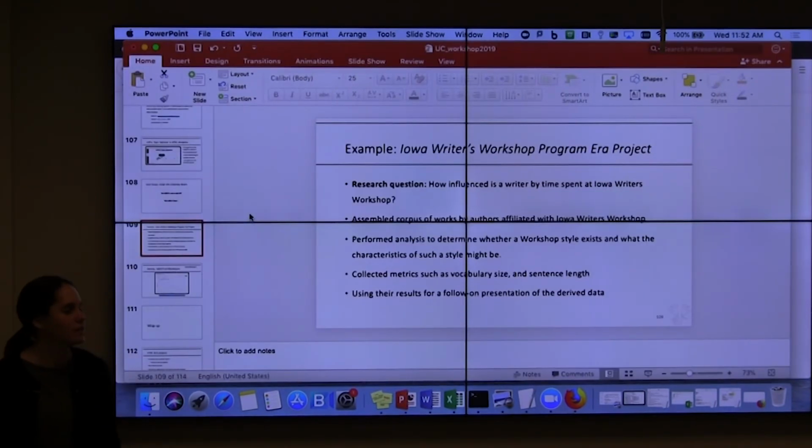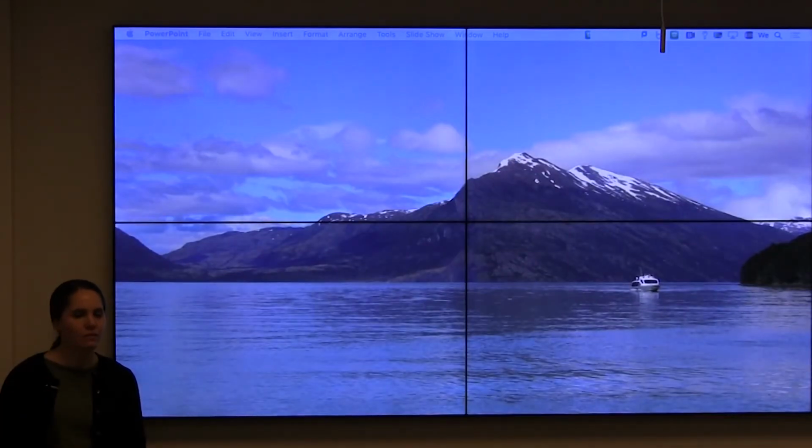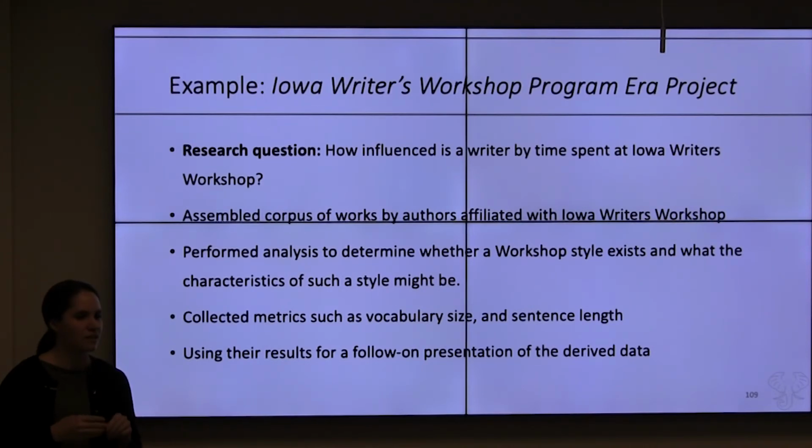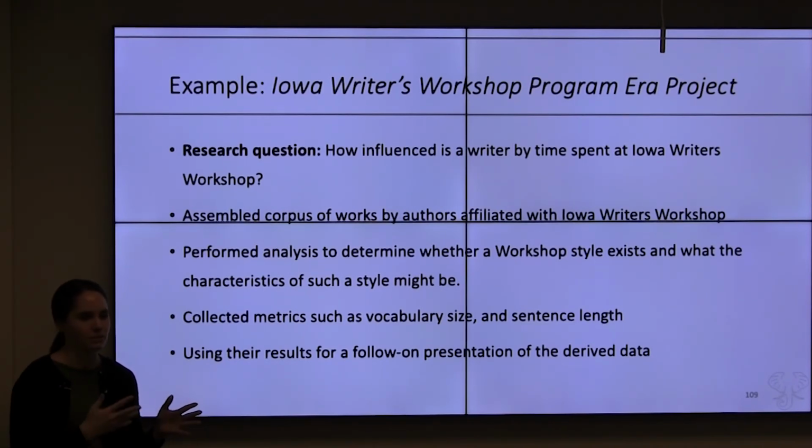Okay, so while we're waiting for data to import or jobs to run, we can look at one example of a group that did do research in a data capsule. A group of researchers from the University of Iowa last year worked on a project where they were trying to figure out whether the time spent at the Iowa Writers Project influenced the style of the author's writing. They assembled a corpus of works published by alumni of that program, and then did some analysis. You can imagine that there's constraints in place here because the graduates of this program were publishing relatively recent works.